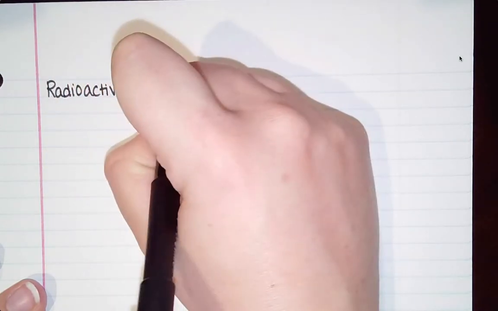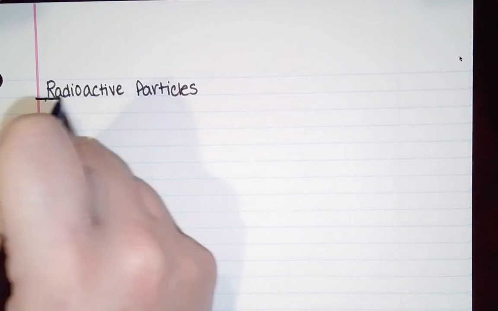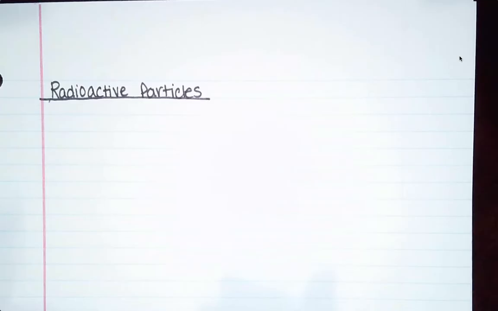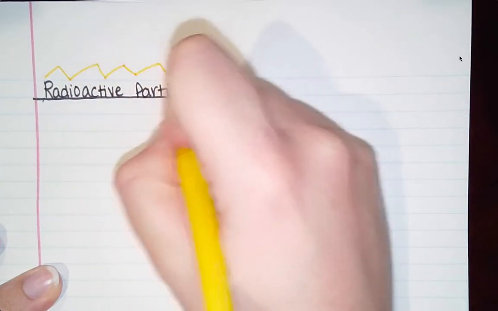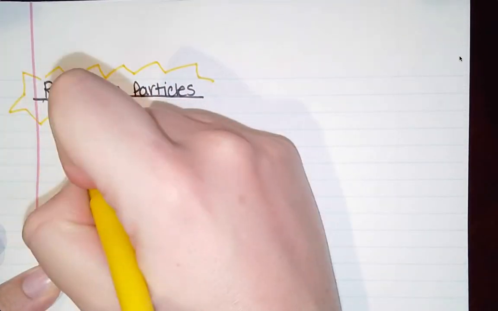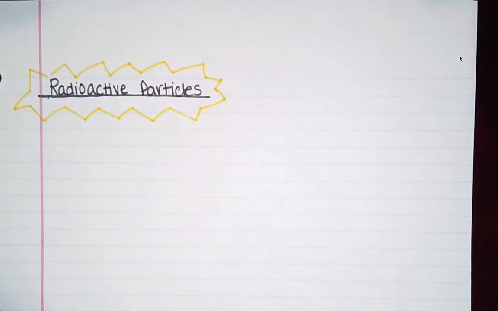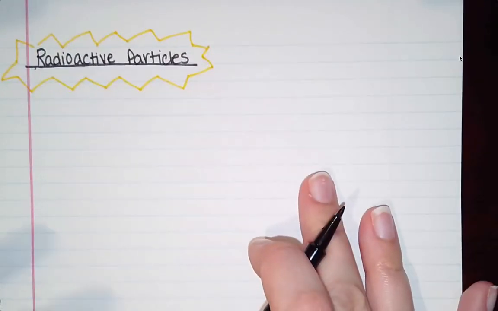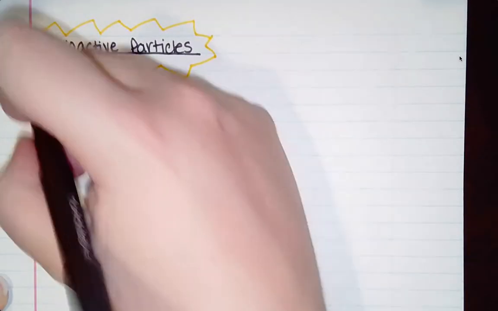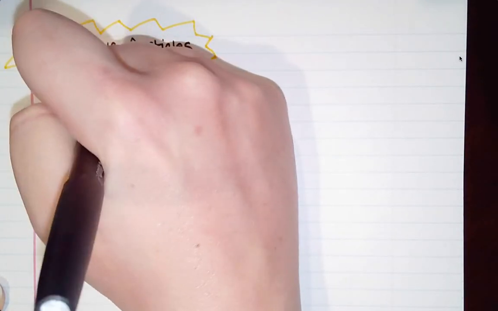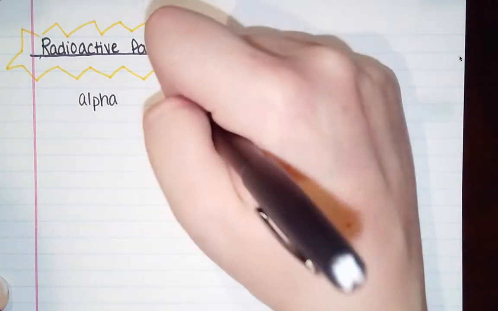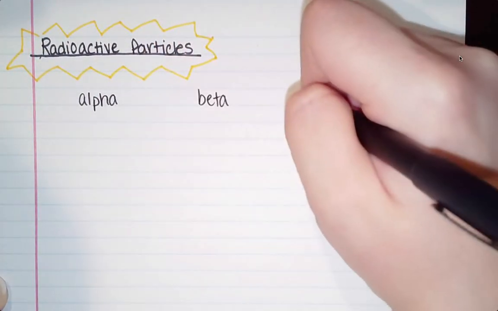Of the radioactive particles, there are three that we're going to really focus on. We'll make ourselves a little chart. First is called an alpha particle. Then we've got a beta. And then we've got a gamma.